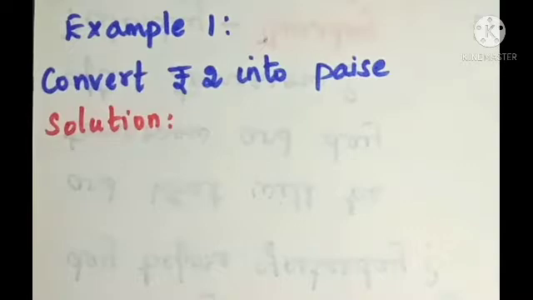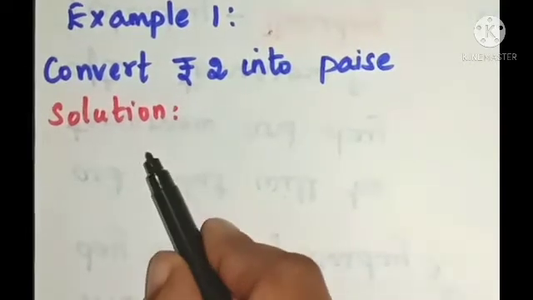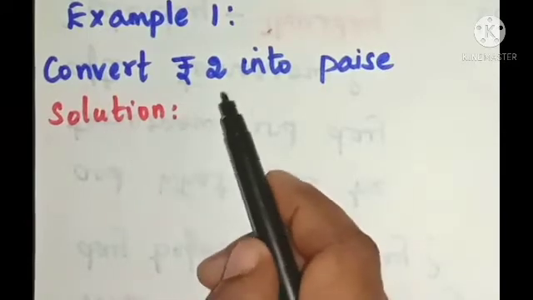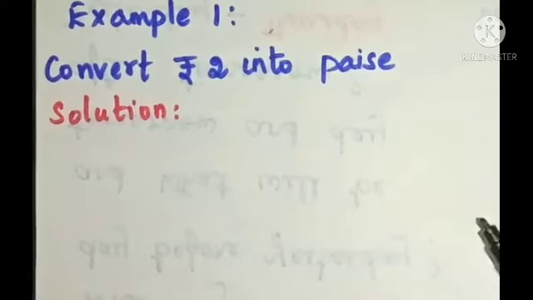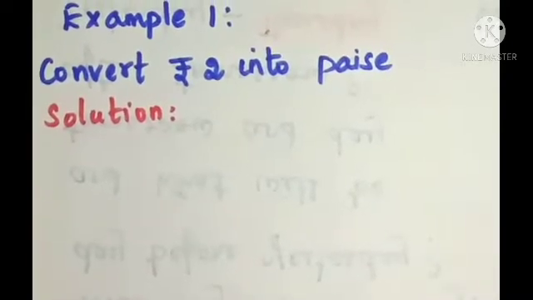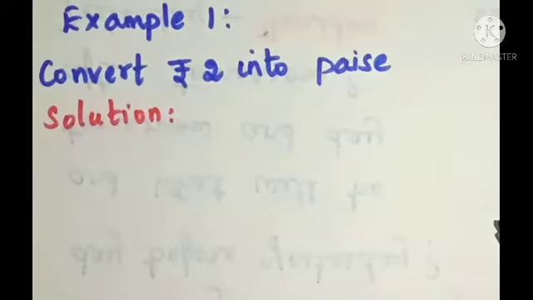Children, now let us see the conversion of rupees into paise. To convert rupees into paise, we have to multiply the rupees by 100. It is very easy. Here in the first example, convert rupees 2 into paise. Here we are converting rupees into paise. What we have to do? We have to multiply the rupees by 100.